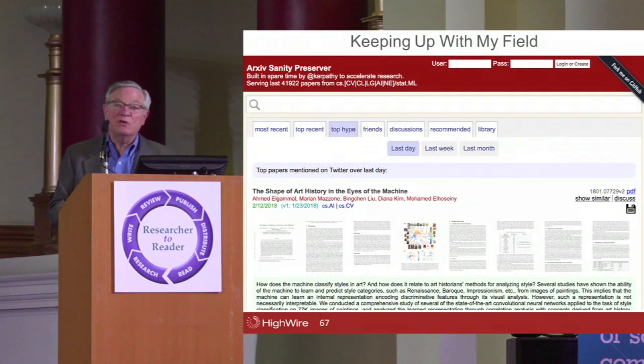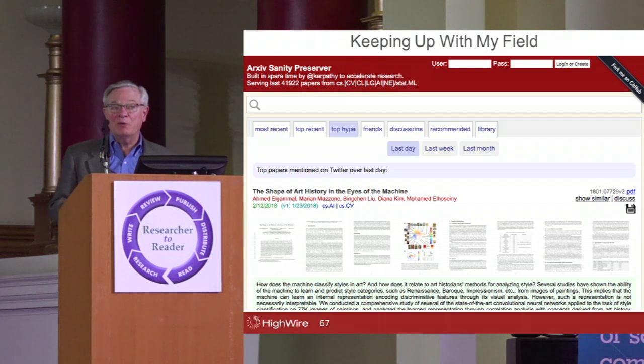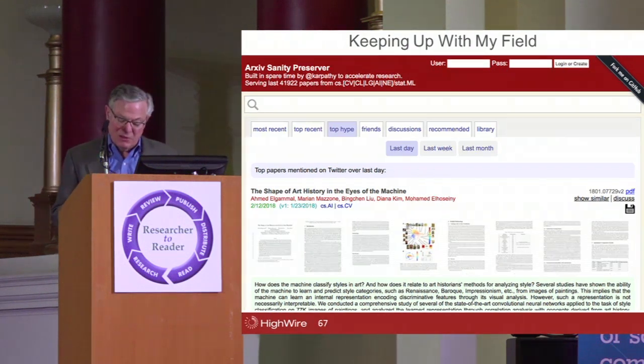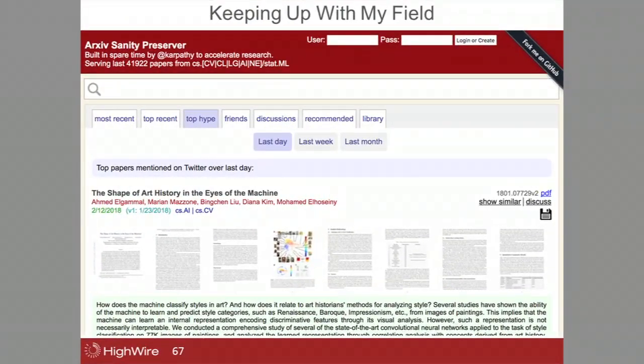This one, I don't know if you can read the name of this tool. It's called the Archive Sanity Preserver. I like it just because of the name. It was developed by a researcher, just as many of these tools are, and the researcher was trying to keep up with the volume of publishing work in his field in Archive, which is obviously a very high volume preprint server.